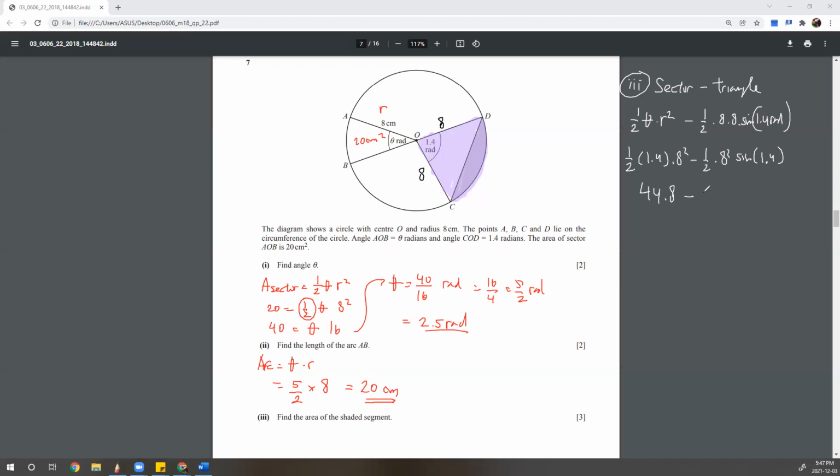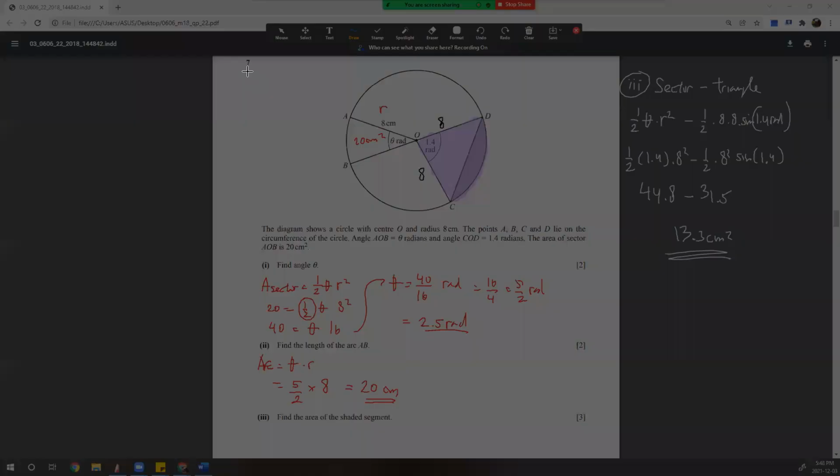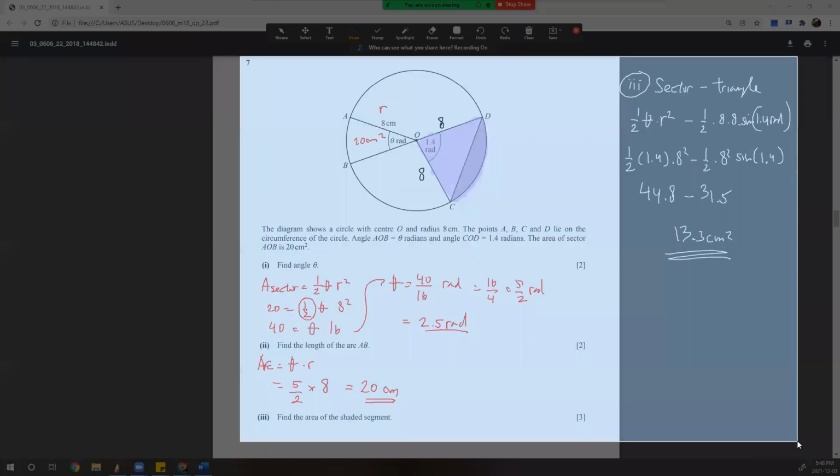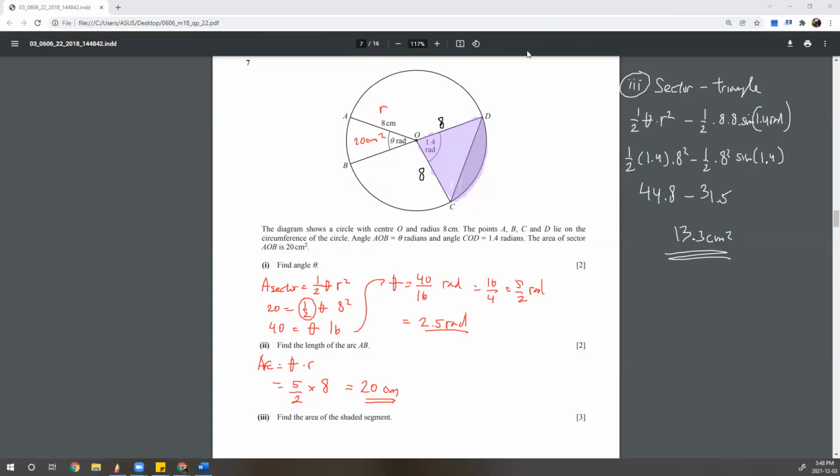I think your teacher will teach you how to convert your calculator into radian form. Okay, so the answer will be 13.3. Wait, 13.3 cm square. That's for number 3. And I hope you can do this. The hardest part is part 3. Part 1 and 2 is quite simple. Just put in the formula.